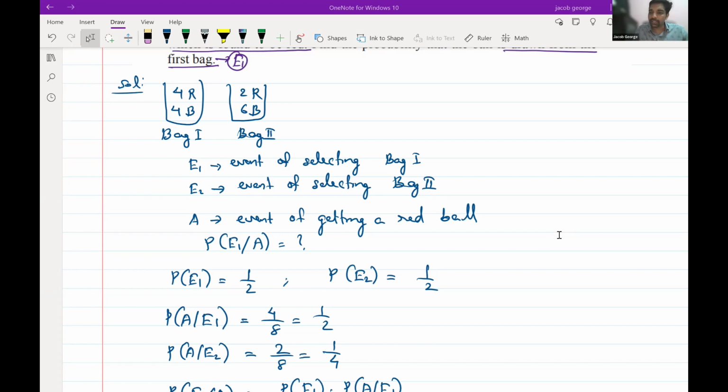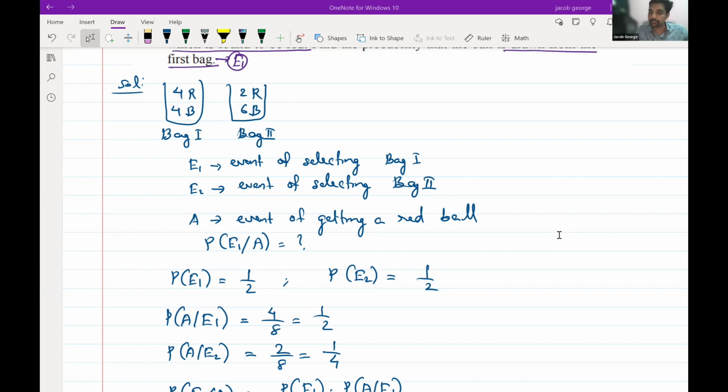Now, P of A given E2. A means getting a red ball, given that it should be from bag 2. So in bag 2, how many red balls are there in bag 2? 2, right? Out of how many are there total in bag 2? 8. 2 plus 6, 8. So it is 2 by 8 or 1 by 4.